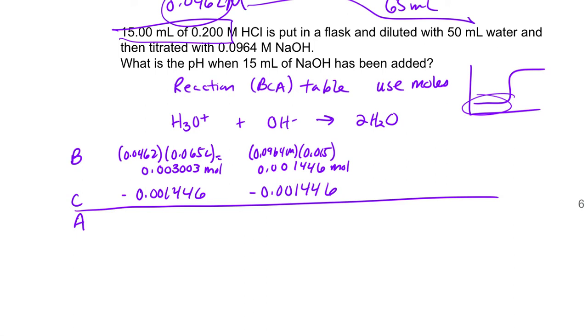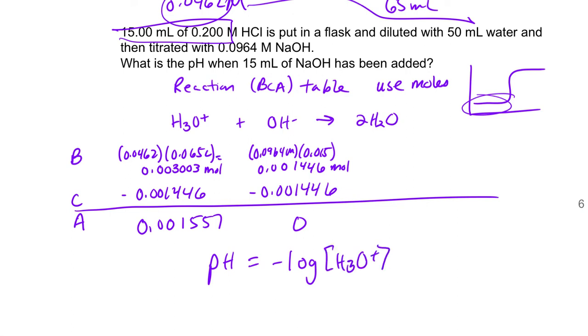Okay, so we do our subtraction, and we end up with 0.001557 moles of H3O plus, 0 moles of OH minus. All right, we should end up with 0 there. And our pH, as we mentioned, is dependent on the concentration of H3O plus.